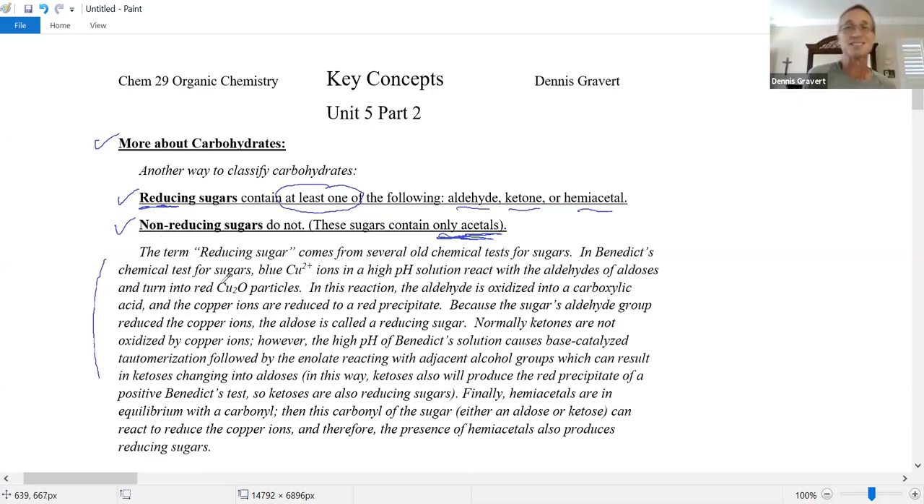We'll do some examples to clarify, but for now, just fixate on the idea: look at the structure of a sugar. If you find one aldehyde, one ketone, or one hemiacetal, boom, reducing sugar. And if you can't find at least one of those 3, it's a non-reducing sugar.